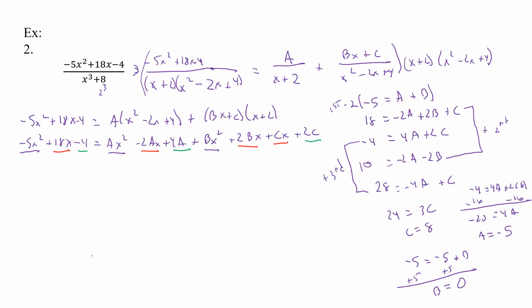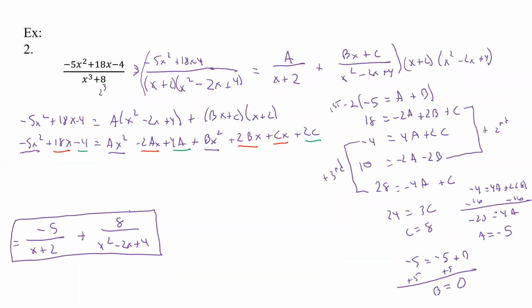And so really all I have is a, which I said was negative 5, over x plus 2, plus b is 0. So then I just have to plug c in, which is 8, over x squared minus 2x plus 4. And so then that is my partial fraction decomposition of this original fraction here. Okay. And again, this time our x term fell out. We just have the minus 5 and the 8, and that's all we have.